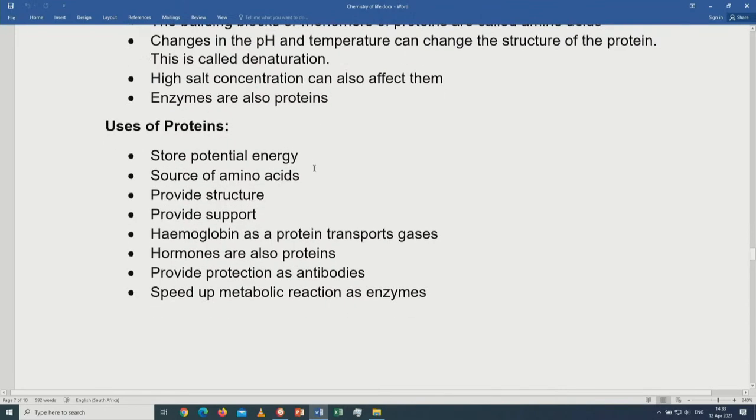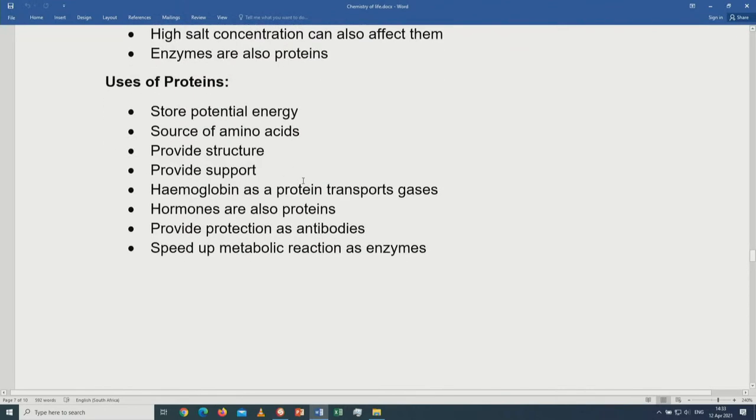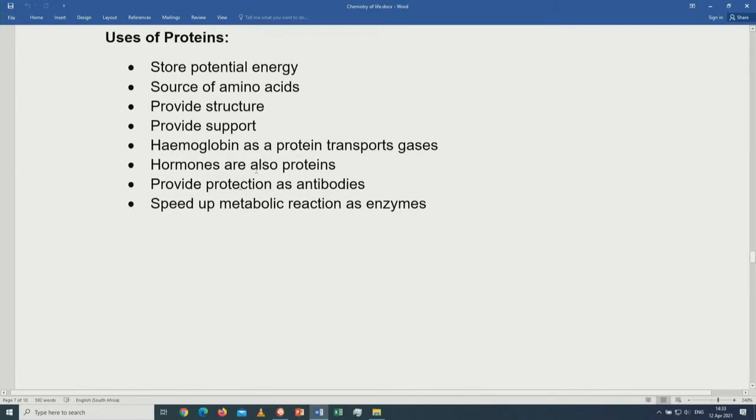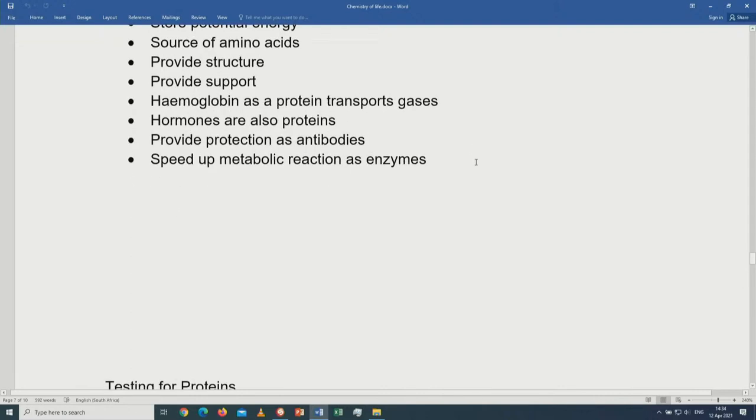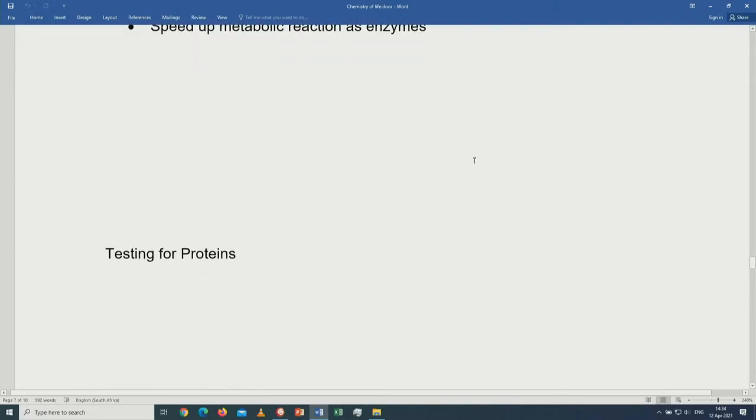Uses of proteins: they are a source of energy. They are the source of the amino acids. They speed up the rate of chemical reactions, just like enzymes. Some of them are antibodies, and they provide immunity to our bodies. Testing for a protein.